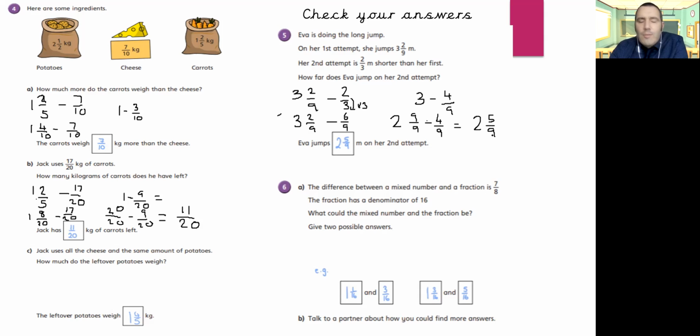Have a go at 6. Share your answers on Tapestry. There's lots of different ways of doing it. So again, this is looking at the last piece of the lesson that we did. So if you've got stuck with these, have a go back through that question that we do, and then come back and have another go at question 6.